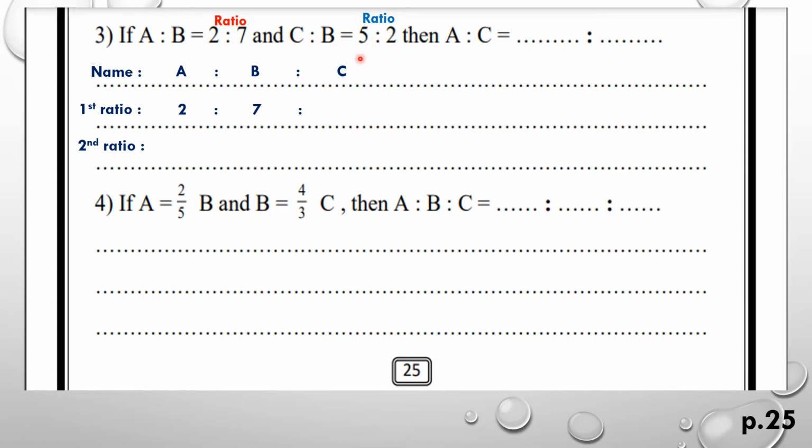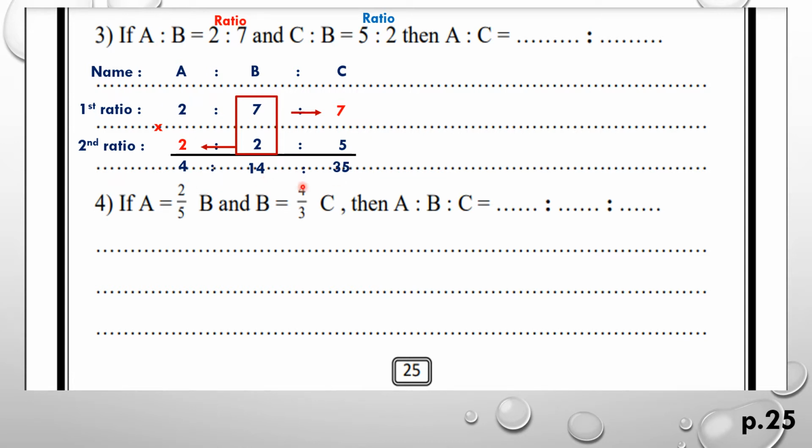So this 5 should be put under C. Pay attention, this 5 should be put under C. And this 2 under B. Now we have a completed column. Let's fill the empty spaces. 7 here and 2 here. Let's multiply. 2 times 2 equals 4. 7 times 2 equals 14. 7 times 5 equals 35.